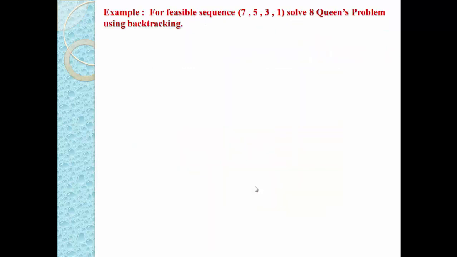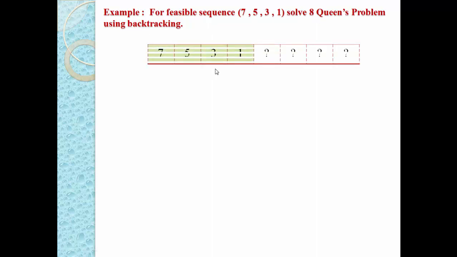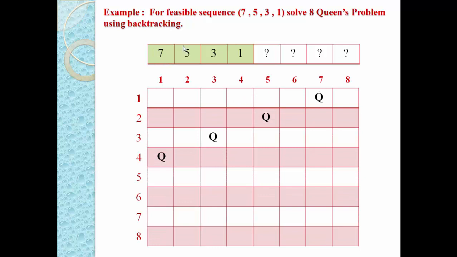For example, for the feasible sequence 7 5 3 1, solve the 8 queen problem by using the backtracking concept. Here the feasible sequence of 4 queens is given. For example, the first queen is on the first row, 7th column, the second queen is on the second row, 5th column, the third queen is on the third row, 3rd column, and the fourth queen is on the 4th row, 1st column. And we have to identify the positions of the remaining 4 queens. Here we need to fill the values. So let us use the same concept to solve this problem.